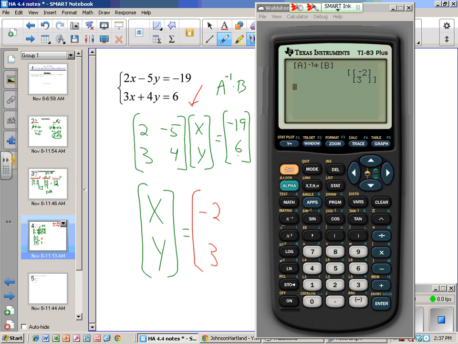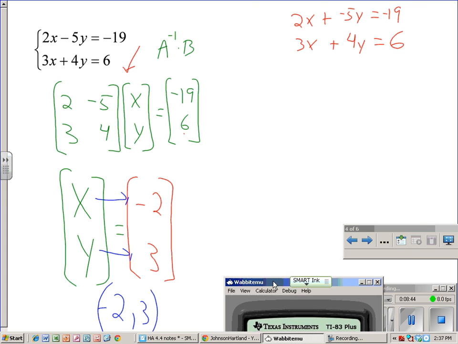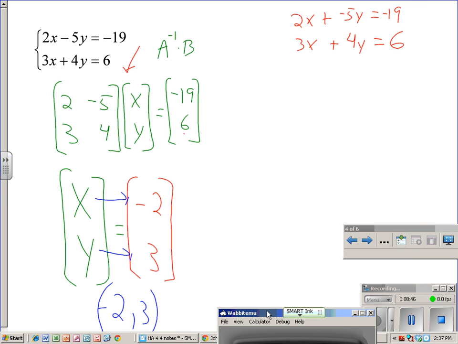3. Okay, 2 matrices are equal if all the corresponding entries are equal. So that means we're looking at X is negative 2, Y is 3. So the answer to this system is negative 2, 3. Okay, there's a system of equations solved. Kind of convenient. Now, this was a fairly simple system. We could have done an elimination method or substitution method probably in the same amount of time.